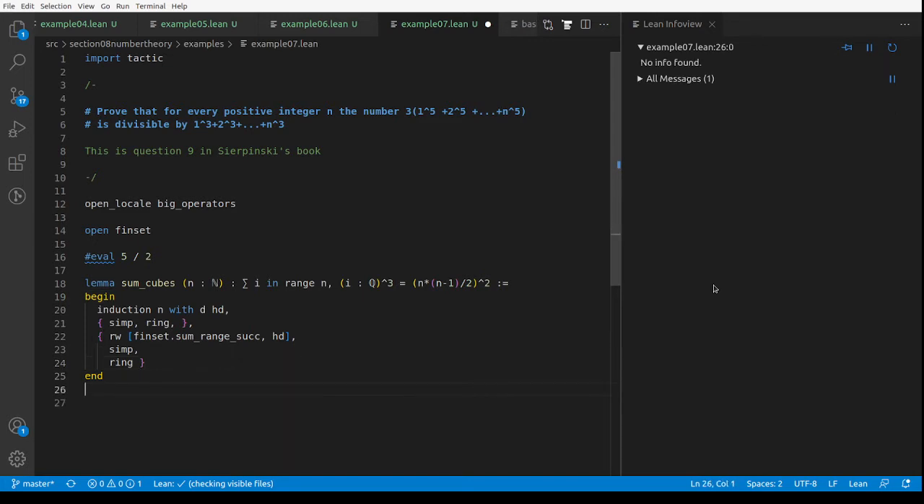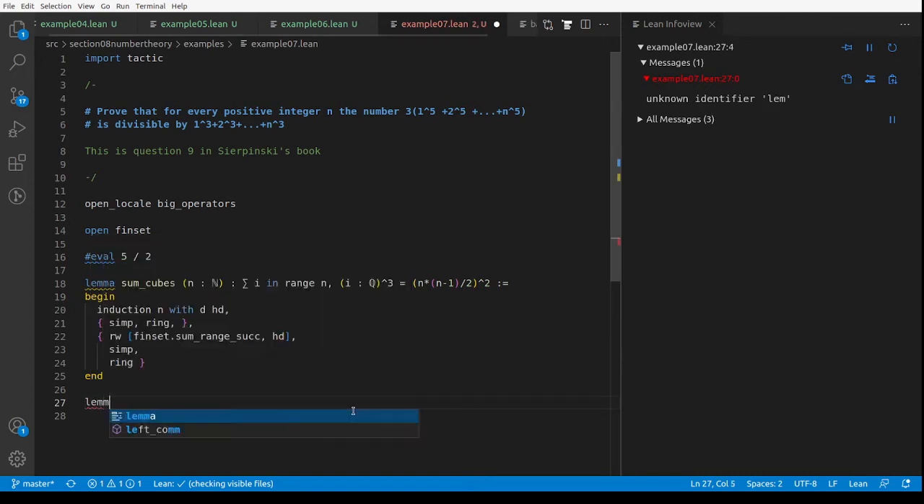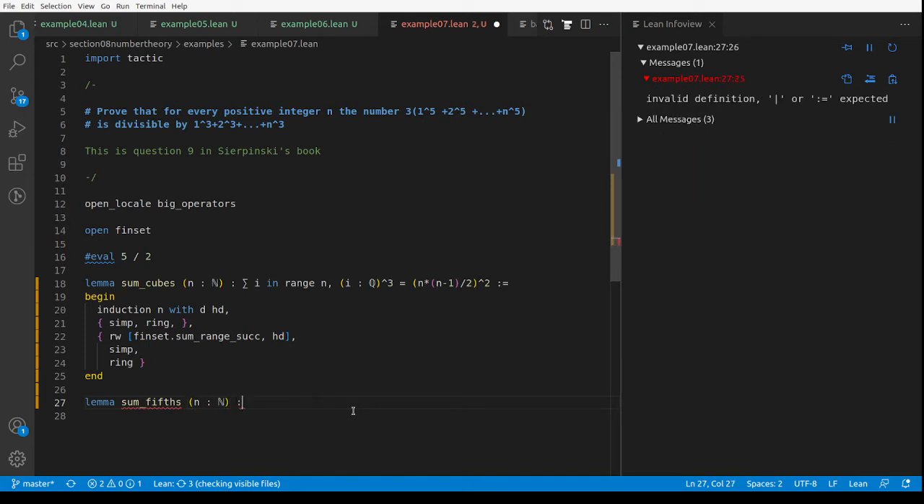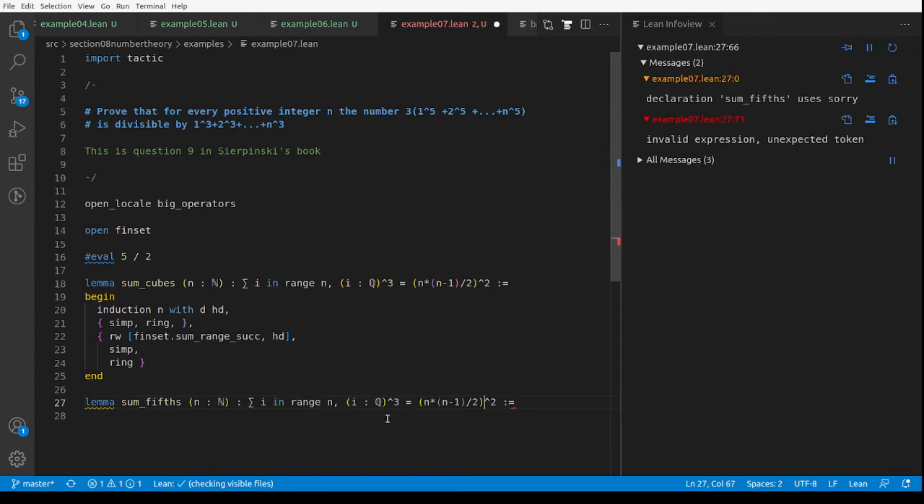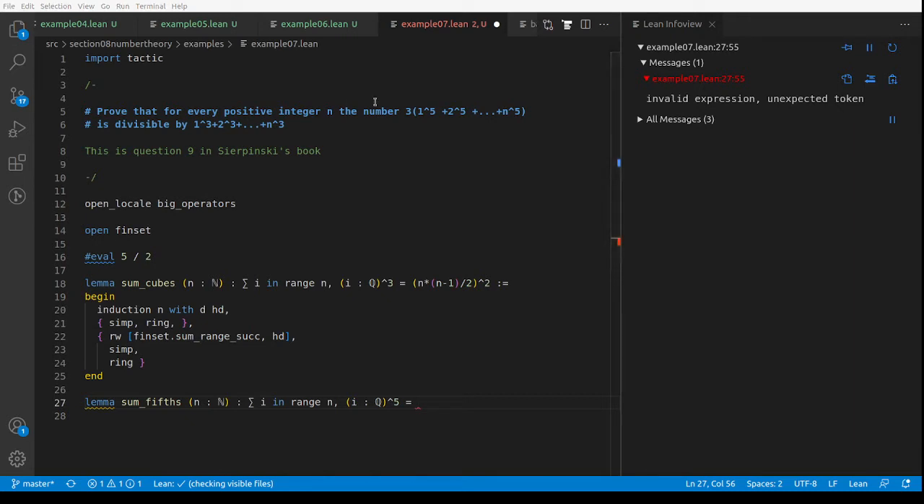Next we'll do, I'm just thinking about this actually, this might not be quite as easy as I thought. It doesn't matter. Now let's do sum fifths. Lemma sum fifths. If n is a natural number, now I want to sum the fifth power, and I don't know what the answer to that is. That's a bit of a blow, but actually I think you can look this up on Wikipedia.